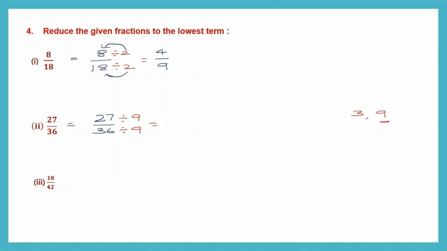So here 9 into what is 27? 9 3s are 27 and 9 4s are 36. So what is my answer? 3 by 4. Let's go to the next one, 18 by 42.